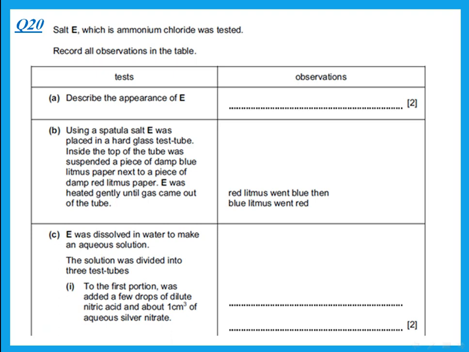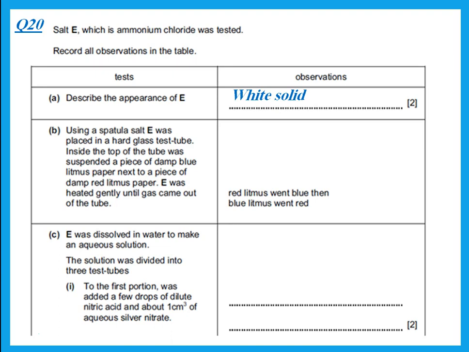This question is talking about salt E, and he's saying it is ammonium chloride. So what would be the appearance of the salt? Remember, this is a solid now, so the appearance of ammonium chloride would be a white solid. This is something that does not have any transition metal. Then he said a spatula of ammonium chloride was placed in a hard glass test tube. Inside the top of the tube was suspended a piece of damp blue litmus paper next to a piece of damp red litmus paper. And he said E was heated gently. So he's heating ammonium chloride.